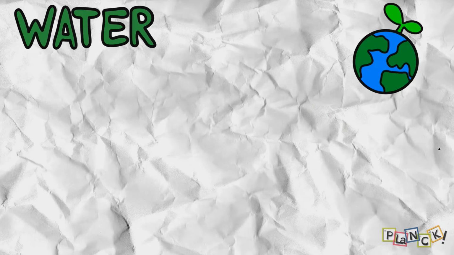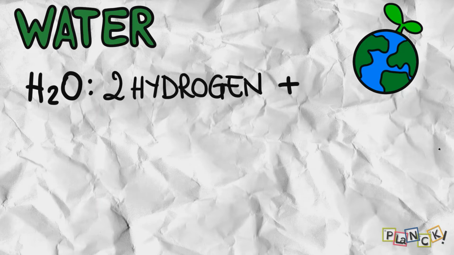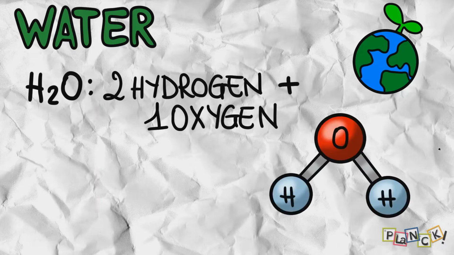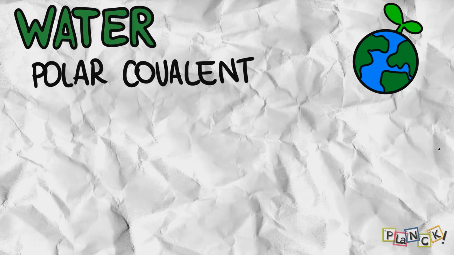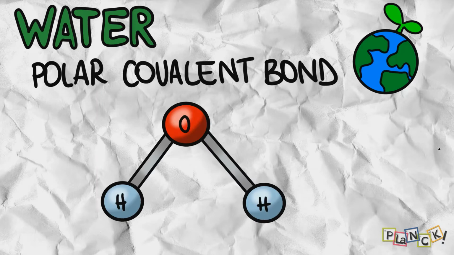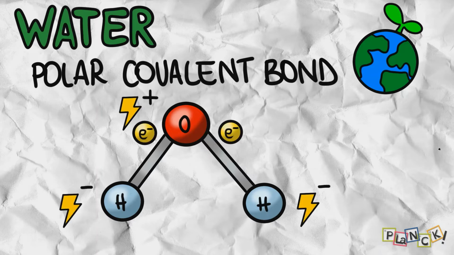Water is one of the most important substances on our planet, and it's thanks to this molecule that life on Earth is possible. Water's chemical formula is H2O, so we can say that it is made up of 2 atoms of hydrogen and 1 atom of oxygen. Water's molecule has a V-shape, with the oxygen atom on the tip. The bond between oxygen and hydrogen is a polar covalent bond. This means that the shared electrons tend to stay closer to the oxygen. As a consequence, oxygen has a slight negative electric charge, while hydrogen has a slight positive electric charge.